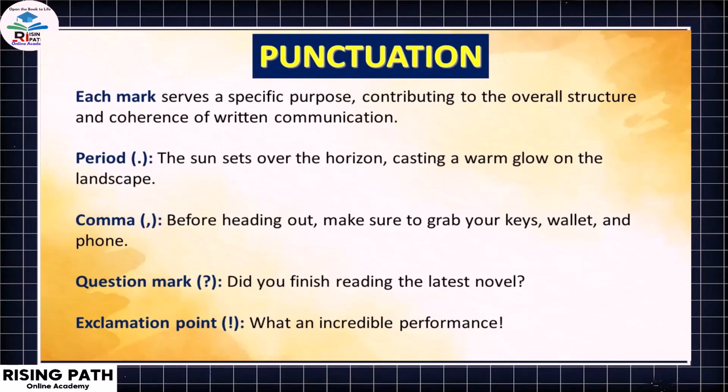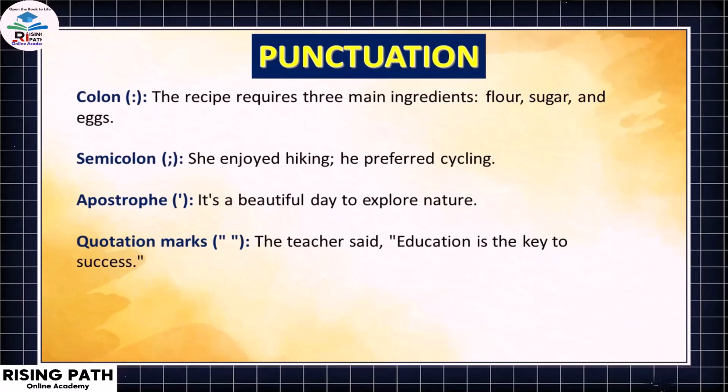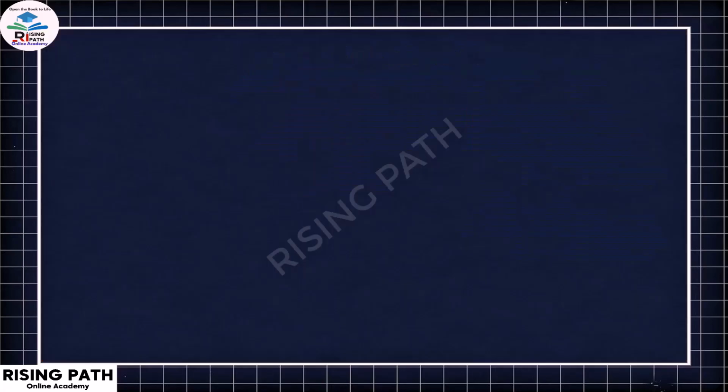So let's discuss the basic punctuation marks with one example for each. Number 1 is full stop. The sun sets over the horizon, casting a warm glow on the landscape. Comma is used to give a break or to enlist certain items. Before heading out, make sure to grab your keys, wallet, and phone. Then you have the example of question mark, then exclamation point, then colon, then semicolon, apostrophe, and quotation marks.